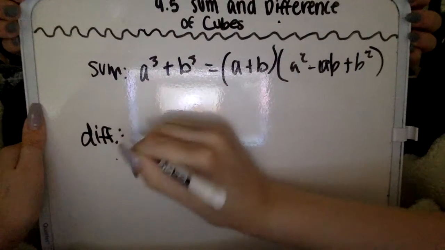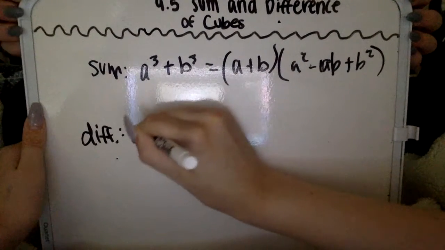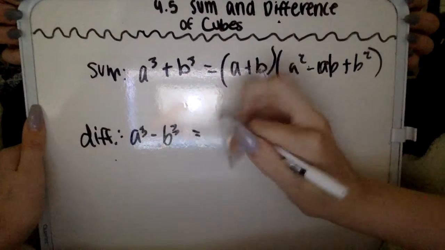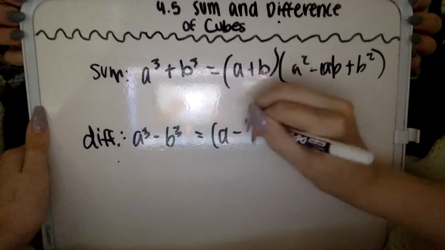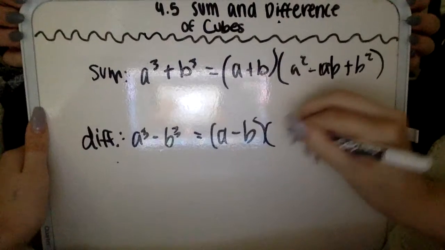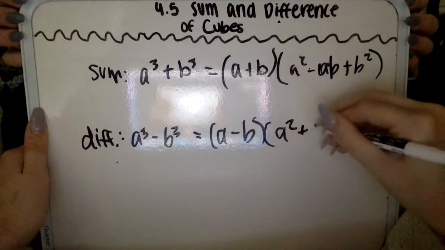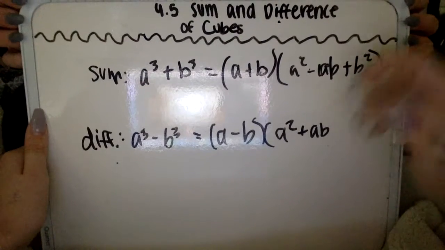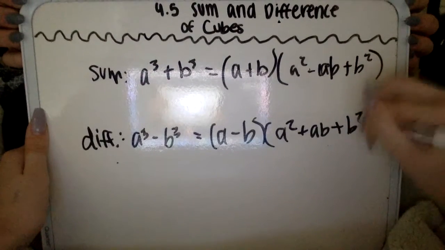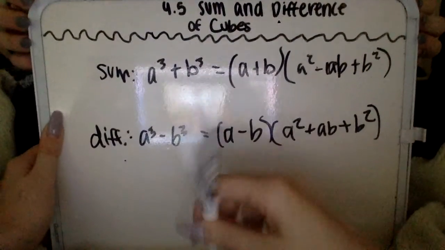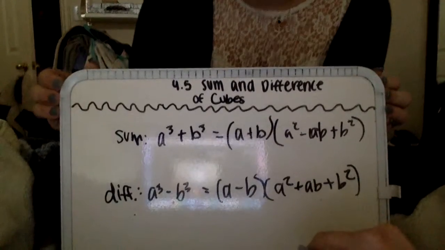For the difference, you do a cubed minus b cubed equals (a minus b) times (a squared, and then you take the opposite of the sign, so it's plus ab, and at the end it's always positive, so b squared). And so you have to follow these equations specifically when doing problems, and it's actually really simple, so you don't really have to do much.